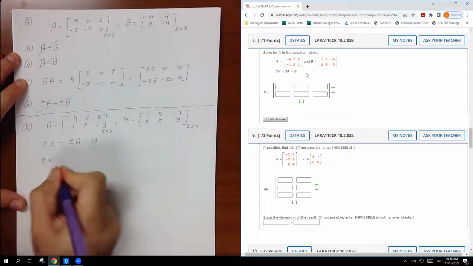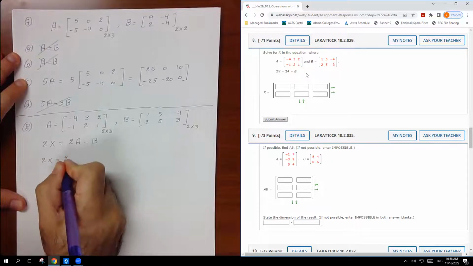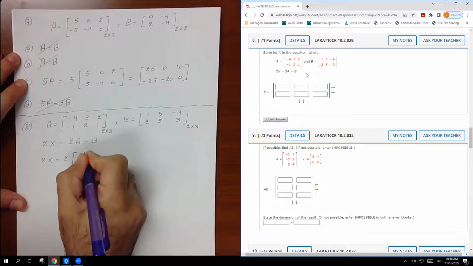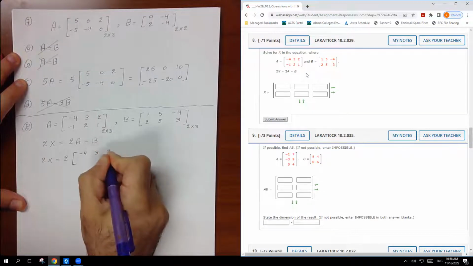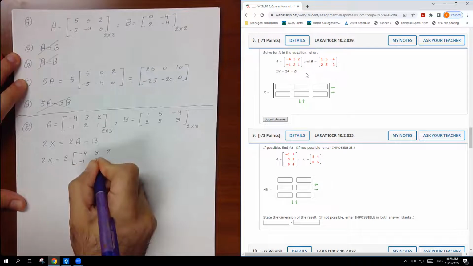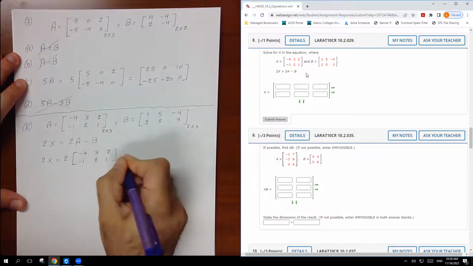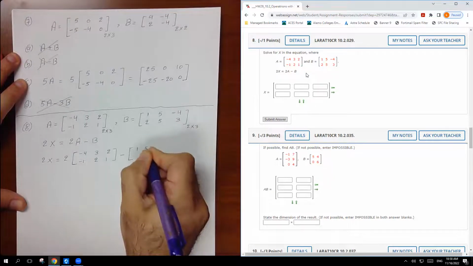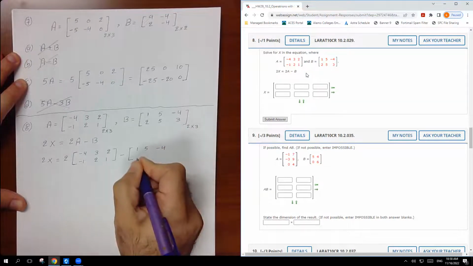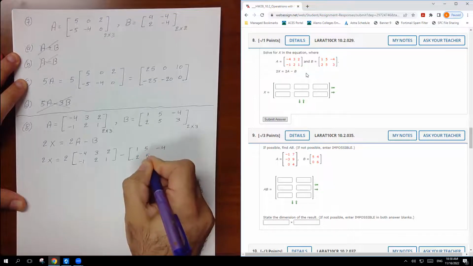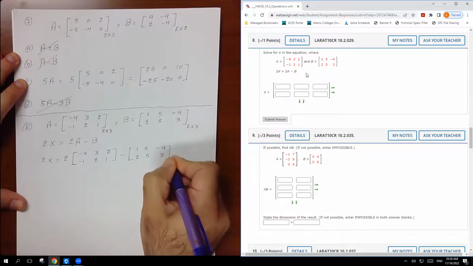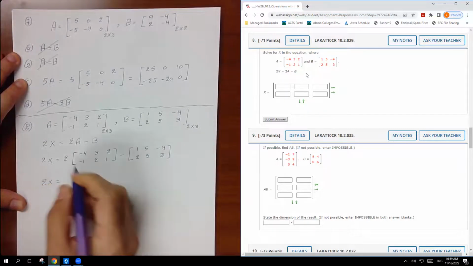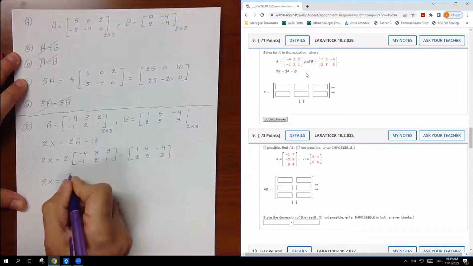So 2x is going to be equal to 2 times the matrix A, which is -4, 3 and 2, -1, 2 and 1, minus matrix B, which is 1, 5, -4, and 2, 5, 3. So the first thing here is 2x equal. I'm going to multiply the scalar.